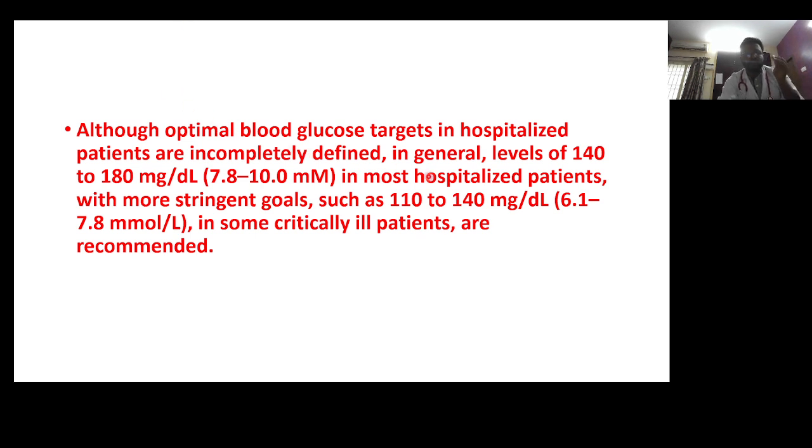Although optimal blood glucose targets in hospitalized patients are incompletely defined, in general, levels of 140 to 180 mg per deciliter are recommended in most hospitalized patients, with more stringent goals of 110 to 140 mg per deciliter in some critically ill patients.